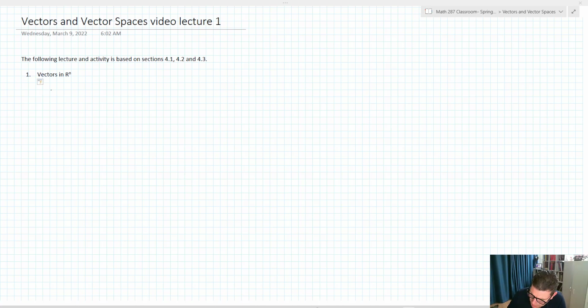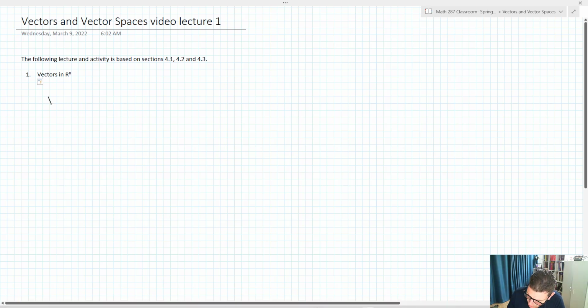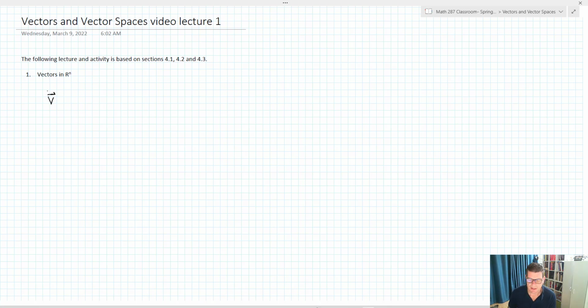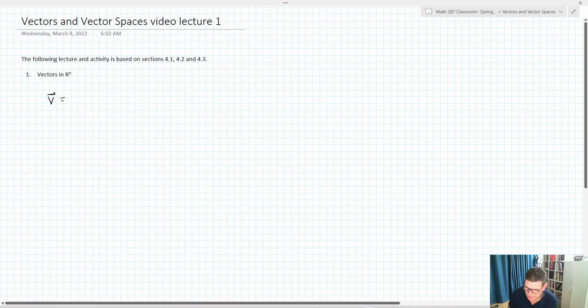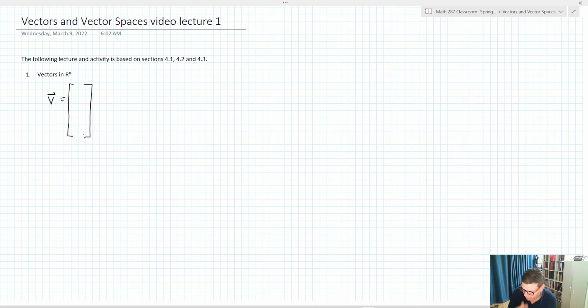First, we're going to demonstrate these things as column vectors. We're not actually going to write them as row vectors. Most of the work that we do when we talk about vector spaces is going to be work with column vectors. A column vector is a vector that's written vertically. We're going to call this vector v, with the little arrow on top, and we'll set it equal to something represented as an n by 1 matrix.